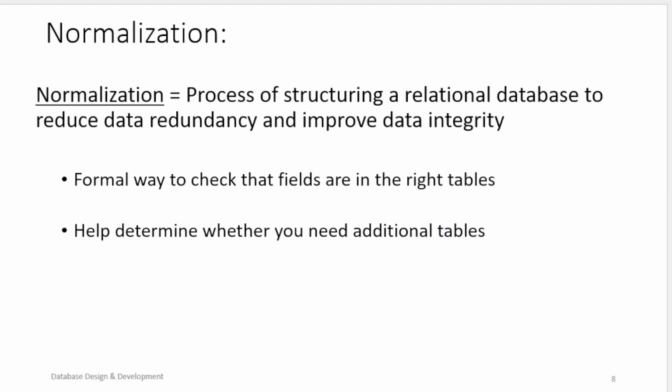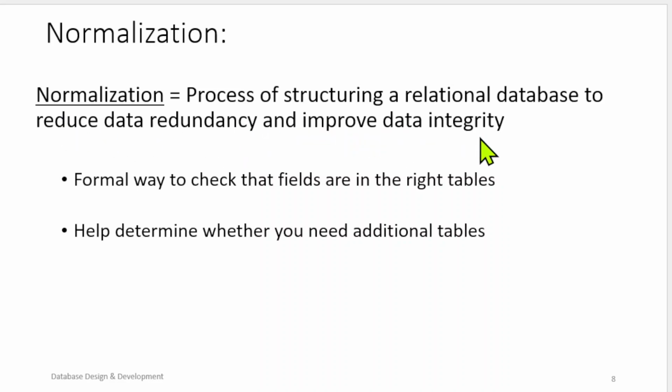So normalization, again, is a process of structuring a relational database to reduce data redundancy and improve data integrity. These are the important rules here. Data redundancy is bad. That's one of the cardinal sins. If you're in there as a student, I only want to see you listed once. I don't need your name listed in multiple tables. That's what we want, you in one table.